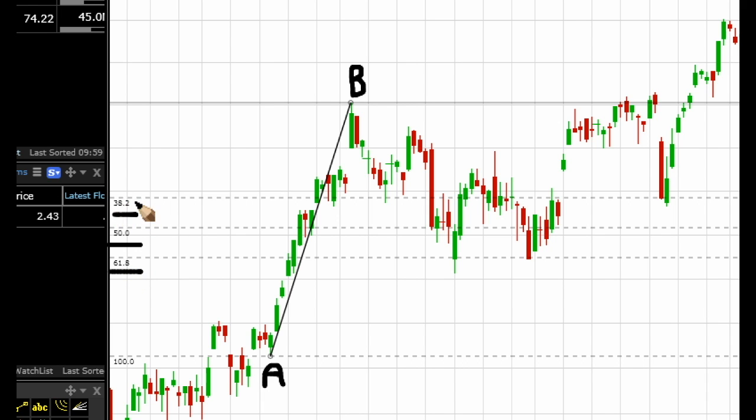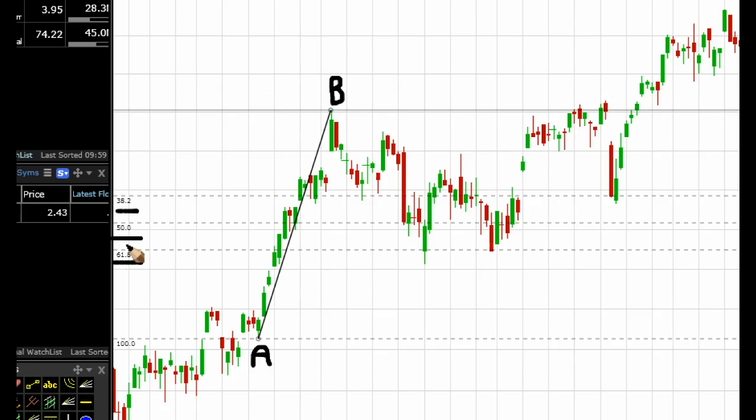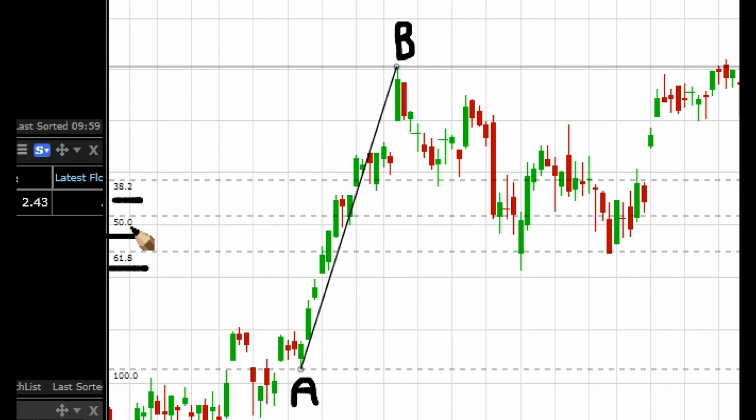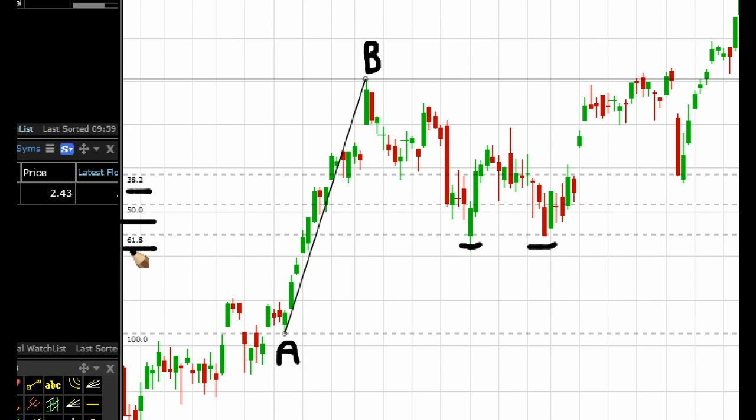And the 38.2 and 61.8 are the Fibonacci levels, but the 50% level is also a very powerful level. So I always use the 38.2, 50%, and 61.8. Preferably the 61.8 and 50%. So what do you notice? Notice that from A to B, that's the impulsive wave, right? And the corrective wave has retraced exactly here, which is, that's right, 61.8.